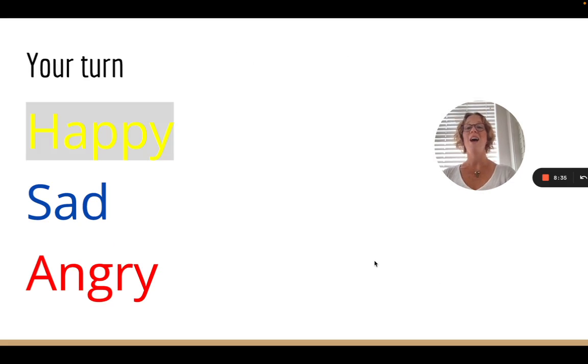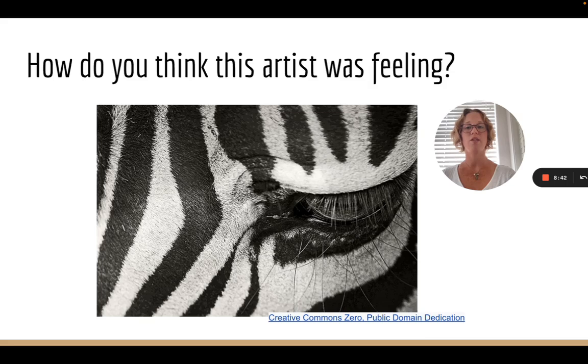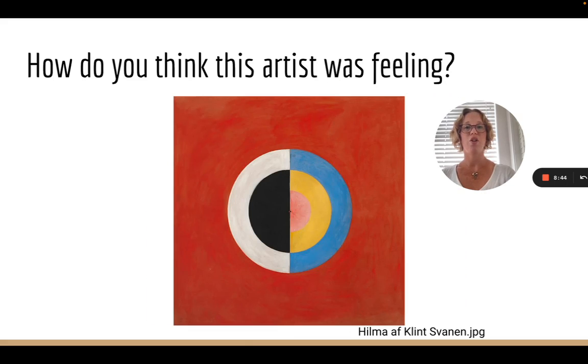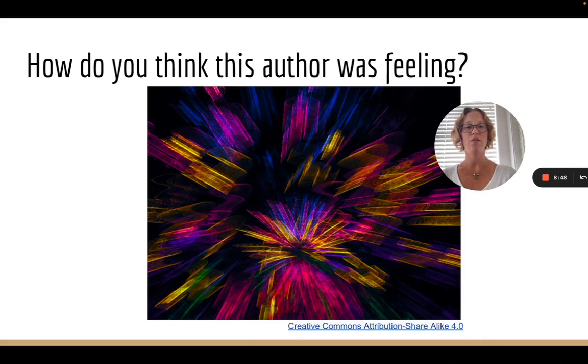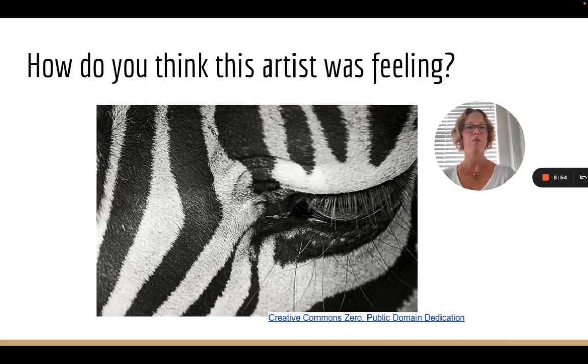Okay, now you completed your discussion board along with me. So you have picture 1, 2, and 3. Let's go back and look at those. Make sure on your discussion board you have picture 1 and how it made you feel. Picture 2, how do you think that artist was feeling, or how did that picture make you feel? And number 3, how did you feel?